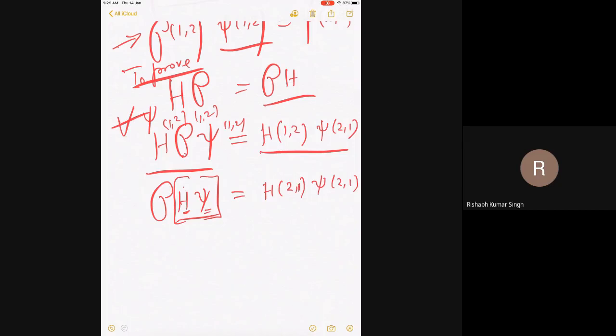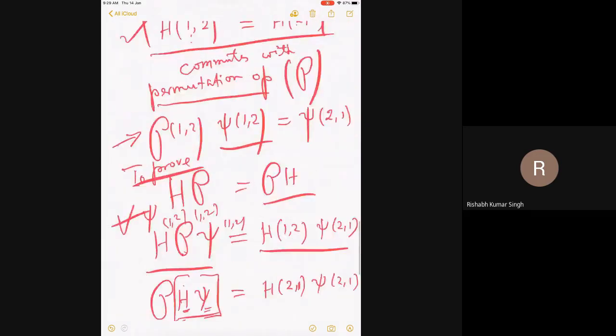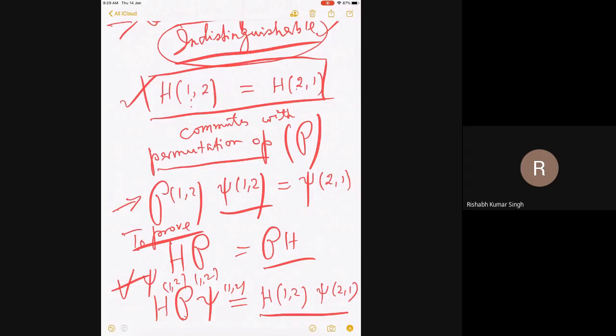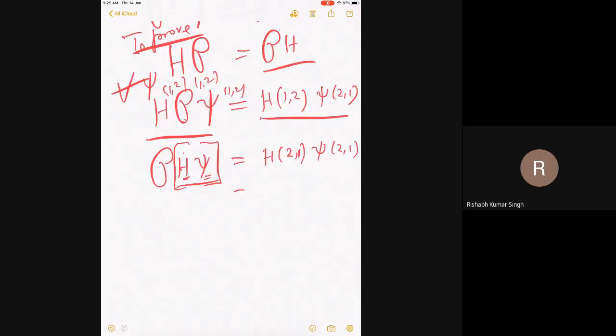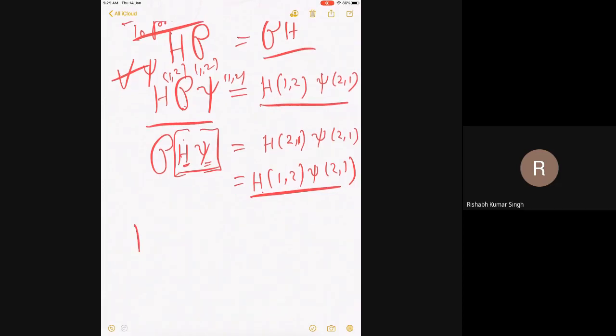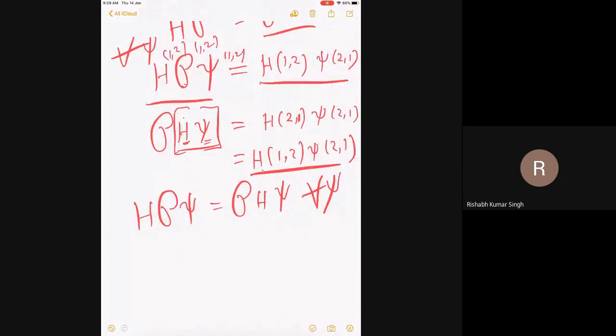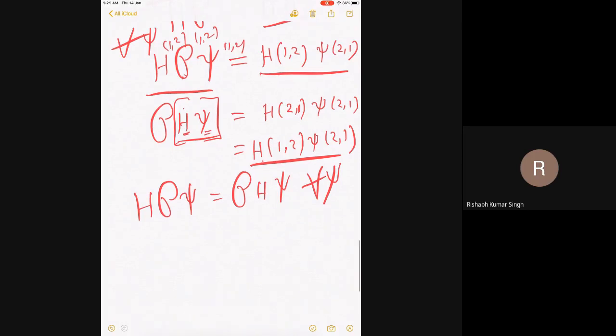H21 and ψ(2, 1). However, for quantum indistinguishable particles, I know that H21 is nothing but H12. So I can write this as H(1, 2) ψ(2, 1). You can now compare these two. So I can say that HPψ equals PHψ for any arbitrary two particle function. Again, I'm just taking two particles, but it can be easily generalized. And hence, I can now argue that H commutes with the permutation operator. I hope it's clear. And again, those who remember that parity operator proof, it's very, very similar.